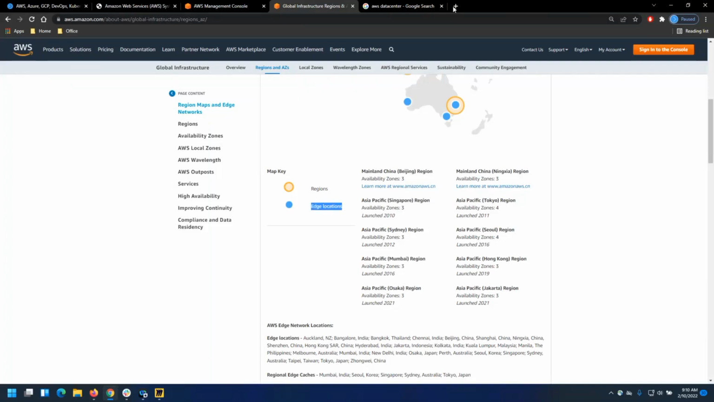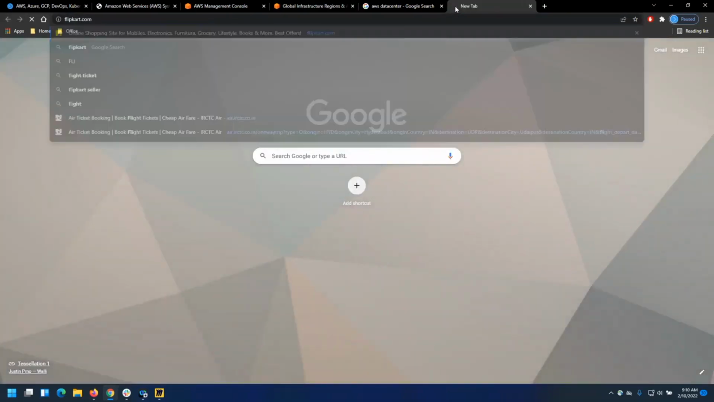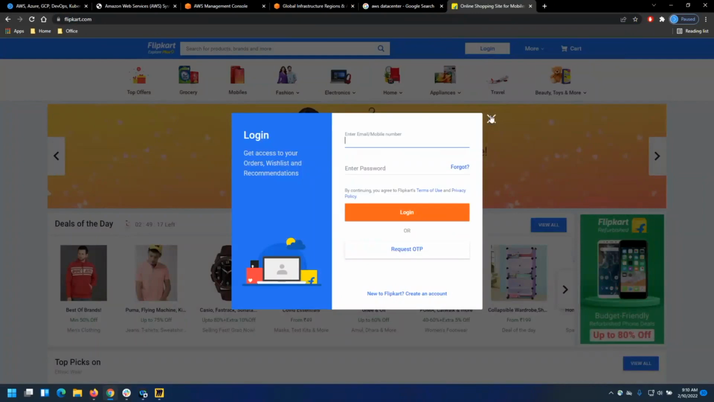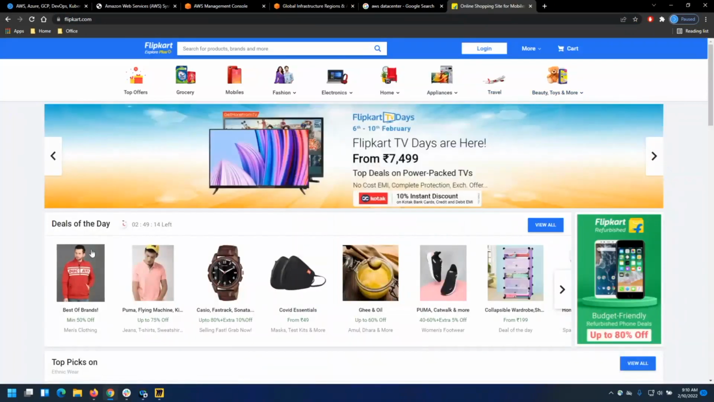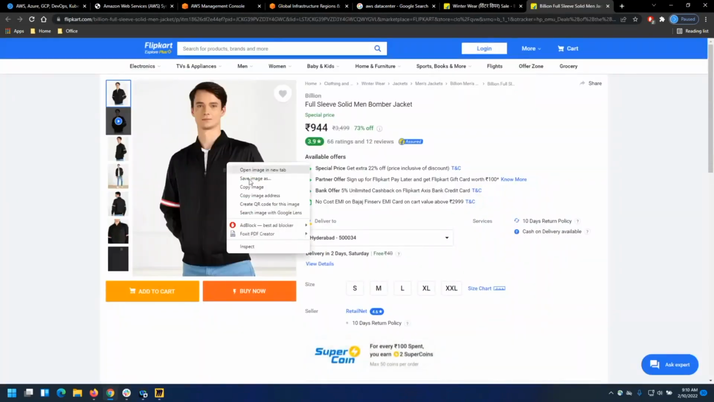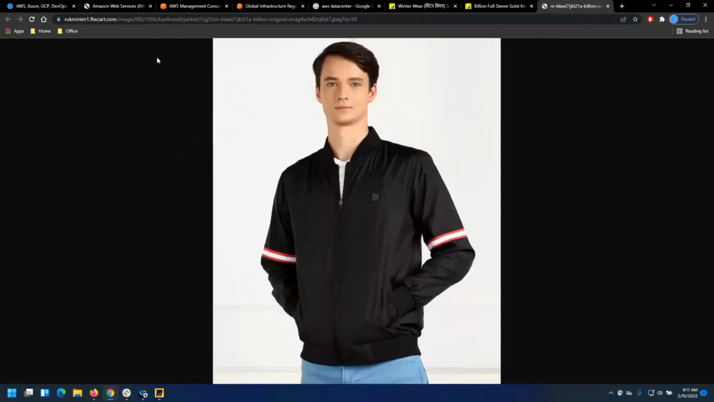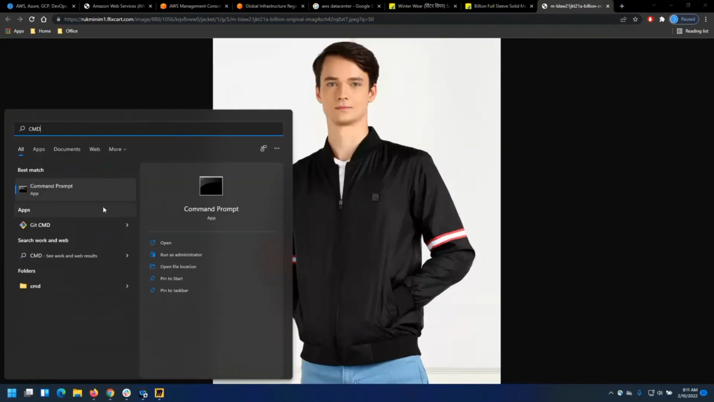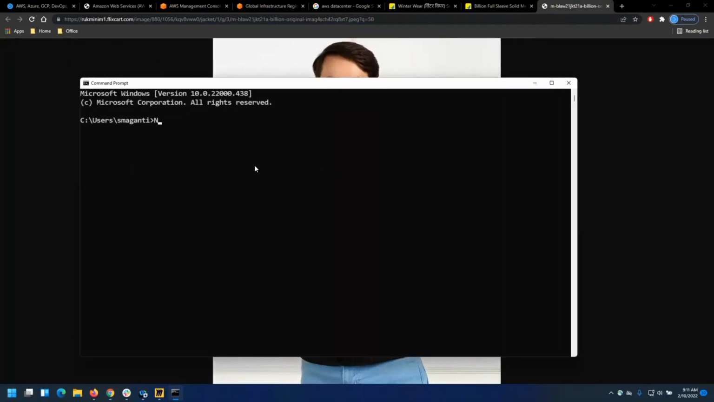Any example for edge location? Let me show you. Flipkart. Open image in a new tab. Let's see. This is one of the URLs that I'm trying to access, right? Copy this URL and NS lookup.